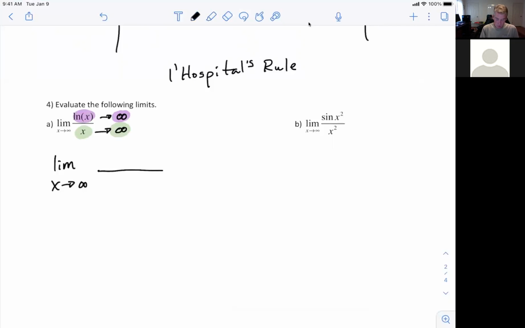So it's not the quotient rule, you just look at them separately. So for the purple one, the derivative of natural log of x is 1 over x. And then on the bottom, the derivative of x is just a 1. So it turns out that this is just going to be the limit as x goes to infinity for 1 over x, which means that it's 1 divided by infinity. And 1 divided by infinity is equal to 0. So the answer should be 0.